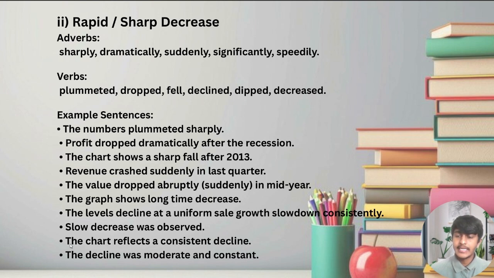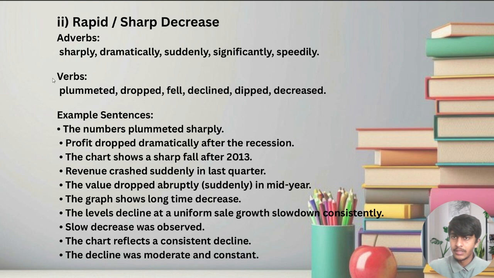Like number 9: the chart reflects a consistent decline. This sentence summarizes the overall downward trend. And the last one is number 10: the decline was moderate and constant. This sentence shows that the fall was neither sharp nor irregular.